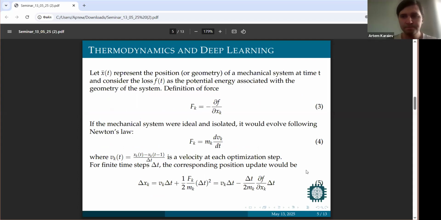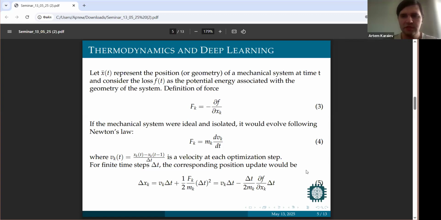The authors look at this x vector as the position of the mechanical system at time moment t, and they make the first duality between mechanics and machine learning. They define the loss function as the analog of potential energy, and they define the force vector, as in the third equation, as the minus gradient of the potential.